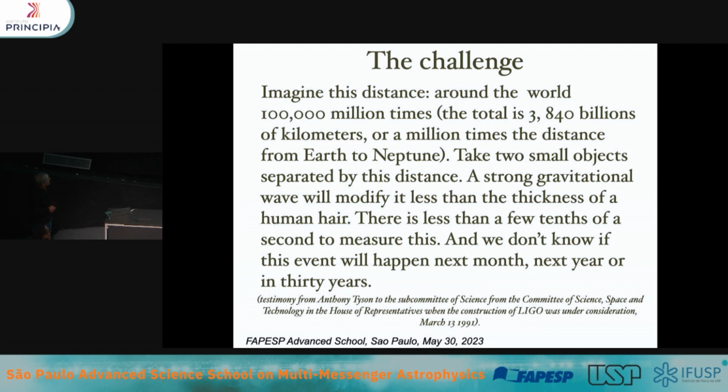So as an expert witness, Anthony Tyson said, imagine the distance around the world, 100,000 million times. The total is 3,840 billion kilometers, a million times the distance from Earth to Neptune. Take two small objects separated by that distance. A strong gravitational wave will modify it less than the thickness of a human hair. There are less than a few tenths of a second to measure this, and we don't know if this event will happen next month, next year, in 30 years. And by the way, he didn't say anything that wasn't correct. This is essentially correct.